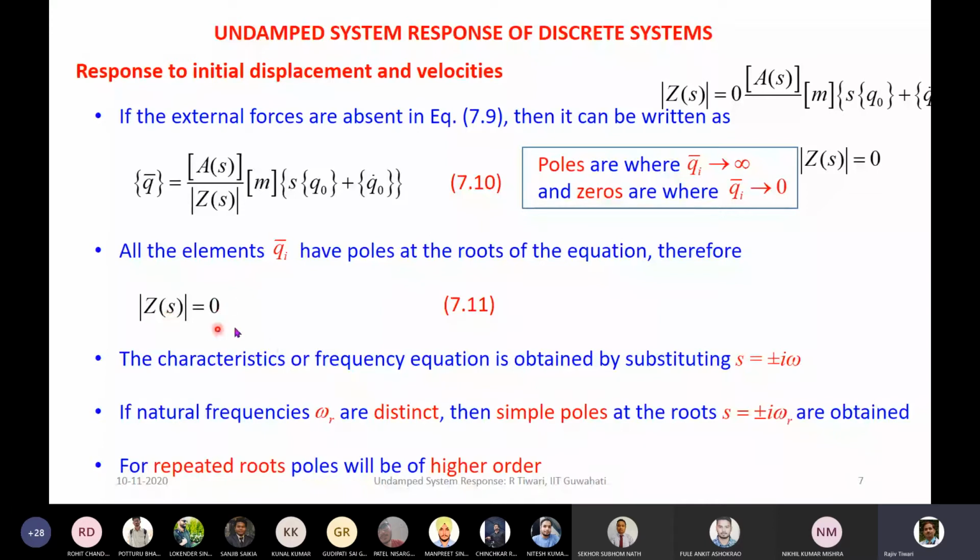And this natural frequency will match with whatever we have done earlier in forced vibration. What we are getting is a similar thing. And when there are repeated natural frequencies, then there is another way, and that is called higher order poles.